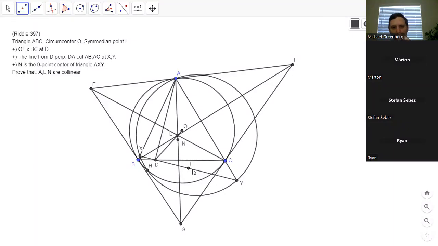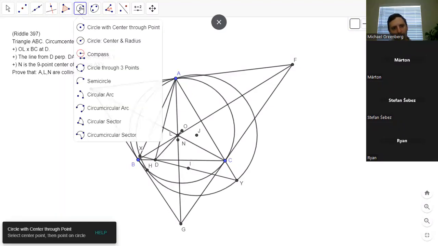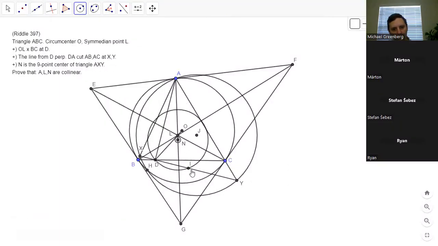And then let's draw the circumcenter of AXY. So it's J. And let's draw the 9-point circle. So it would be that.